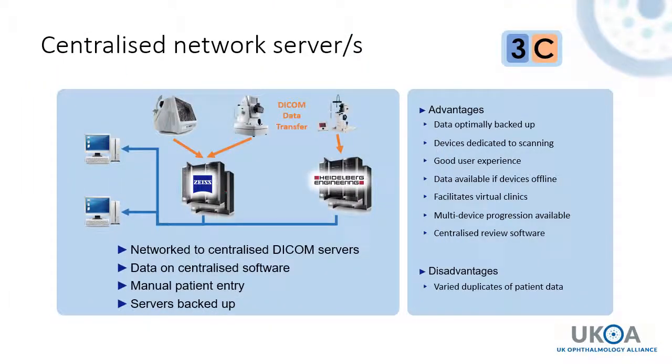So things improve significantly by a 3C level. The 3 represents the fact that the devices are no longer servers themselves. They just capture the data and pass them through to dedicated network servers. So on the diagram you can see on the left there's a Zeiss networked server and on the right a Heidelberg server. And it's those that send the images onto the consulting room computers.